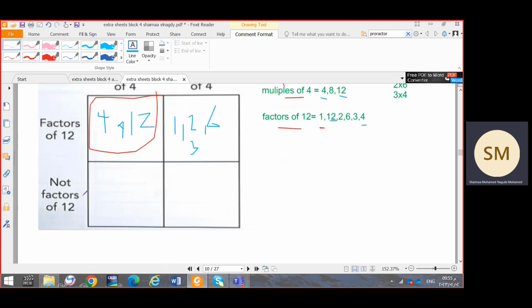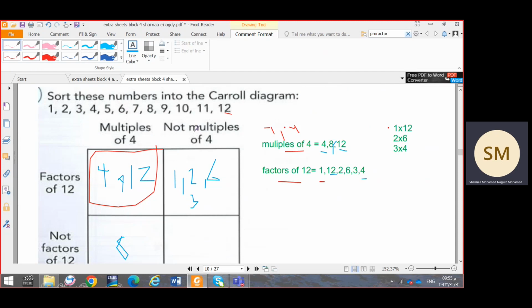خلاص. طيب ده بقى يعني اللي هو العكس خالص. هنا بيقول multiples of 4 بس not factors of 8. طب ما احنا قلنا المشترك ما بينهم 4 و 12 بس، not factors of 12. So I will choose it 8. 8 sorry. Then I will go to this one.